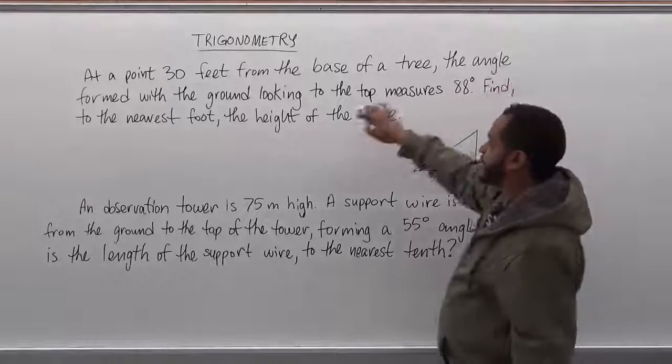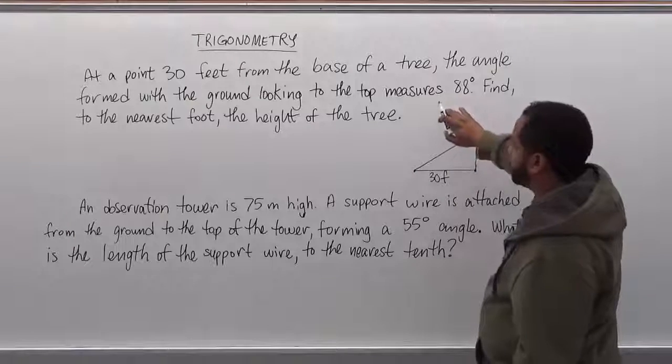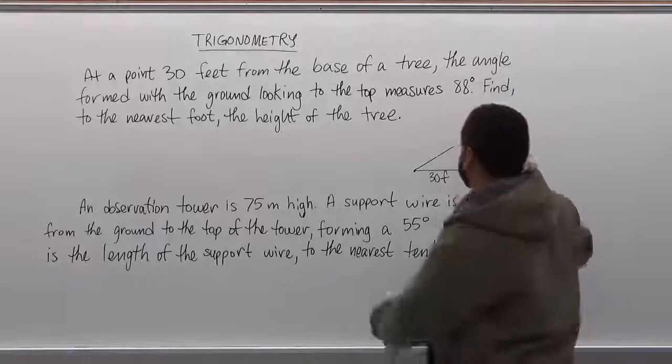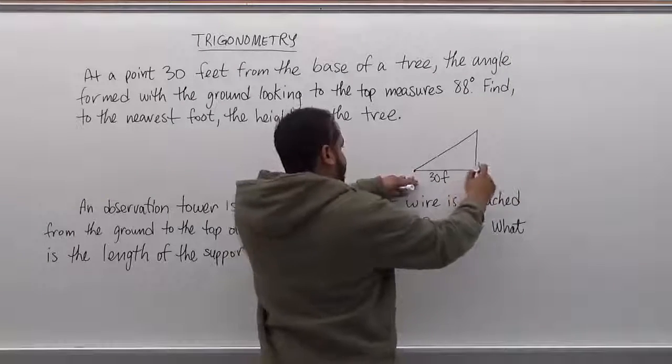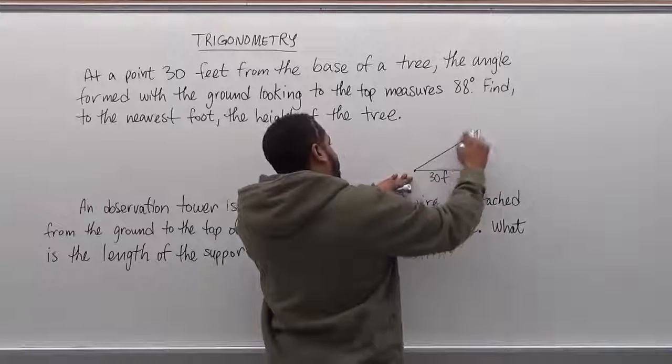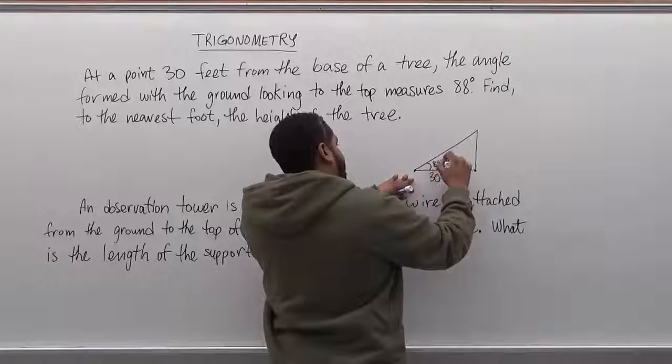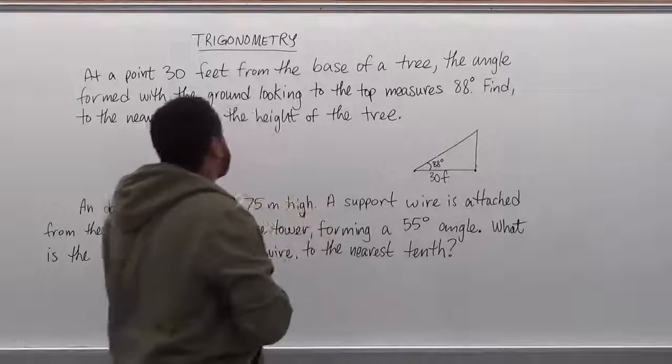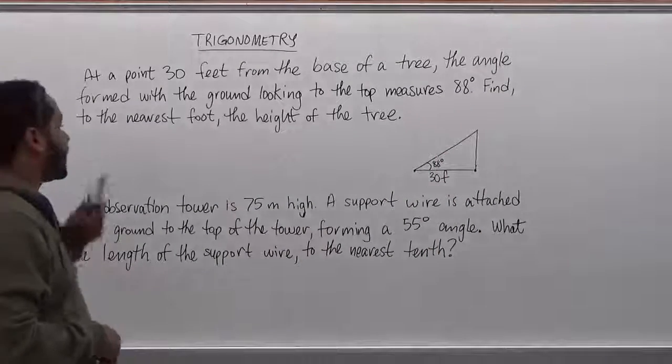And then it also tells us the angle formed with the ground looking to the top measures 88 degrees. So from 30 feet from the base of the tree, we see an angle forming to the top of the tree, which lets us know that this angle is 88 degrees. Now from this information, we're to find to the nearest foot the height of the tree.